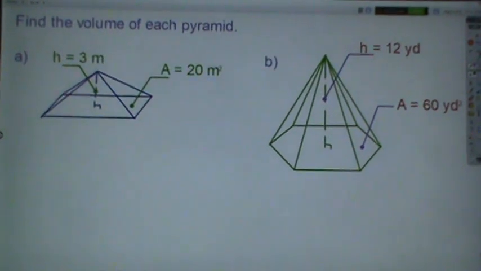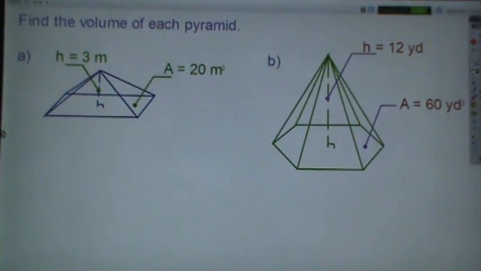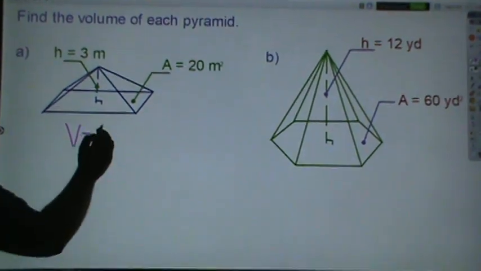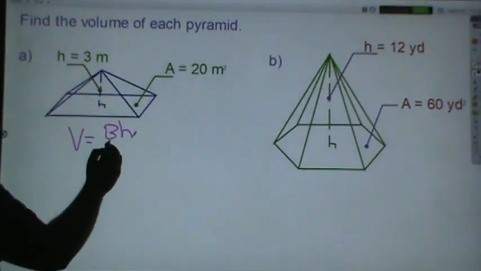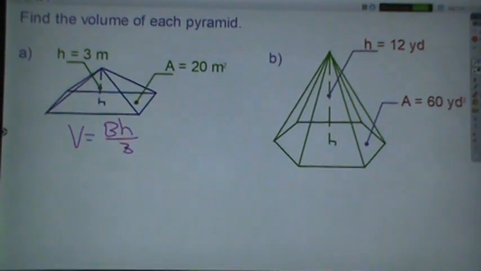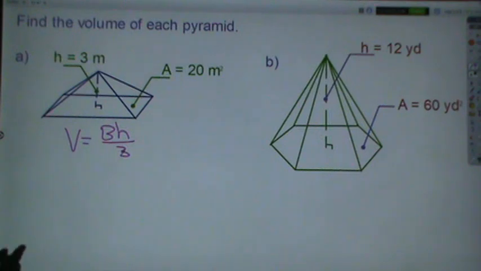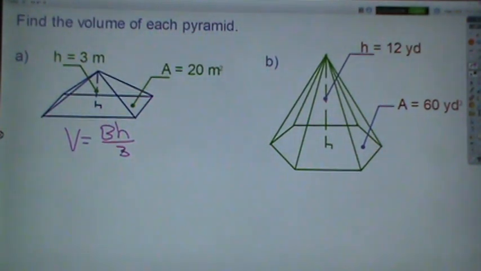We're going to find the volume of the pyramid. If you remember back at the beginning, we talked about volume of the pyramid because a pyramid has one base is equal to the area of the base times the height divided by 3. With our prisms, volume is equal to just area of the base times height, but with pyramids, it's area of the base times height divided by 3.